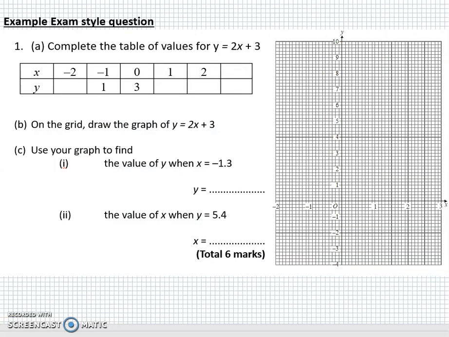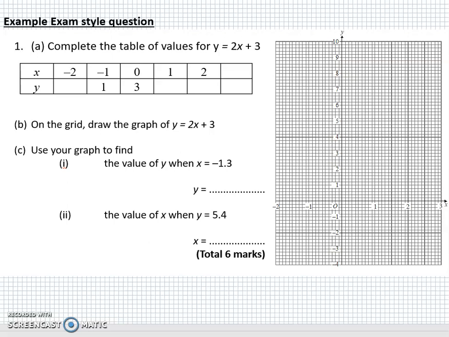So now I'm going to have a look at this example exam style with you. This is very similar to what would be given in the GCSE, more likely a foundation paper, but there's no harm in us looking at that. So complete the table of values for y equals 2x plus 3. They've given you a table of values here, and they've filled in some of our y values. We need to just fill in the other 3.